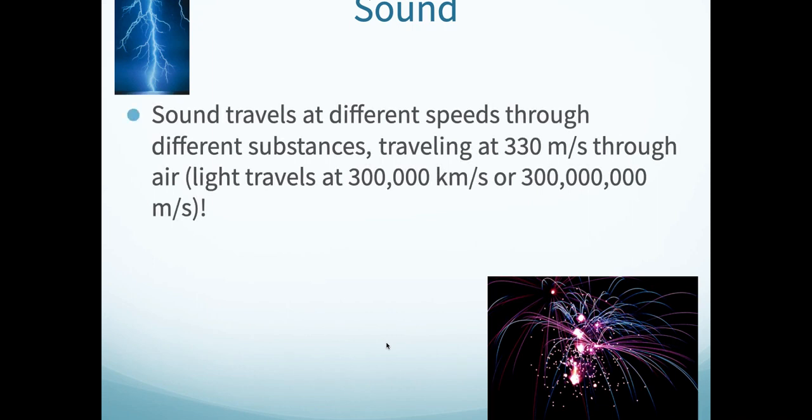So sound travels at different speeds. It travels at 330 meters per second through air, typically. Travels at about 1 kilometer per second through water. Travels about 5 kilometers per second through steel. So different speeds in different media. Light travels at 300,000 kilometers per second, about 1 million times faster than sound in air.